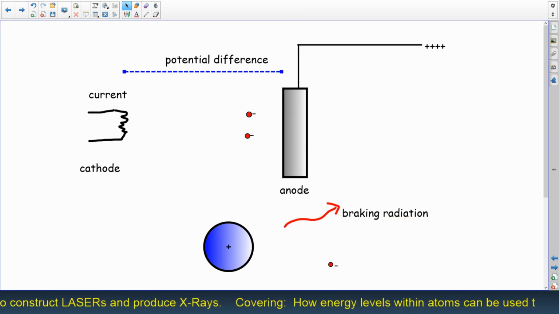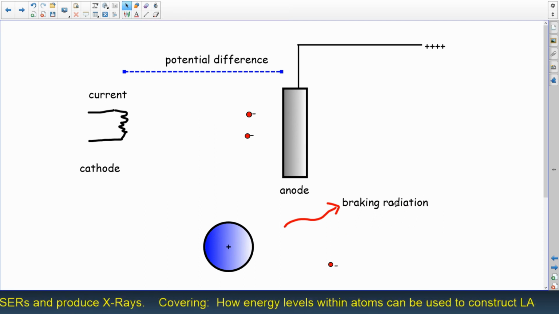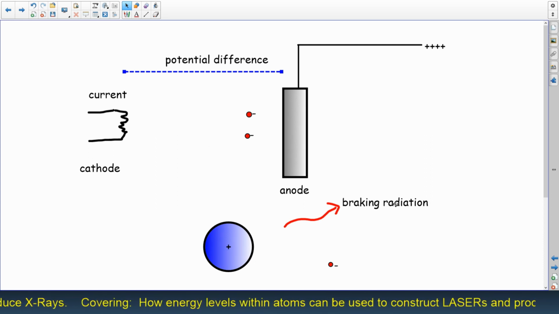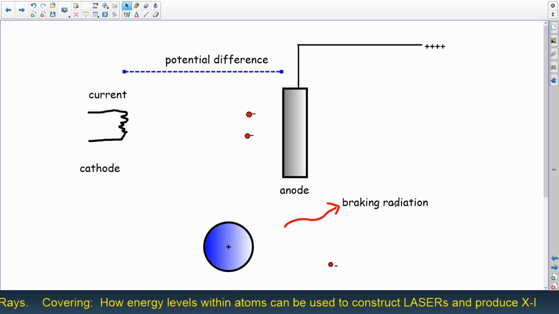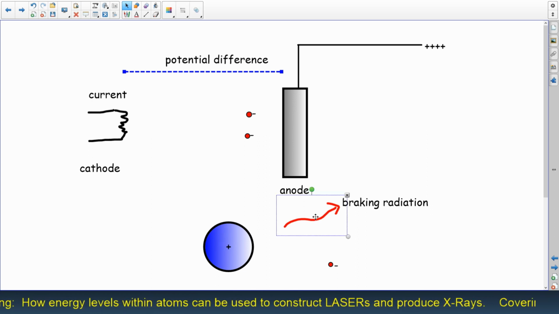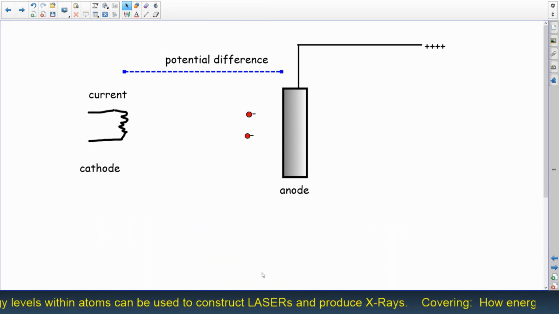My German is terrible, but I think its technical name is Bremsstrahlung radiation. If any native German speakers are watching me butcher that, I'm awfully sorry. Okay, this Bremsstrahlung radiation also produces photons, but it's not really what we're after. What we're more interested in is this excitation thing.